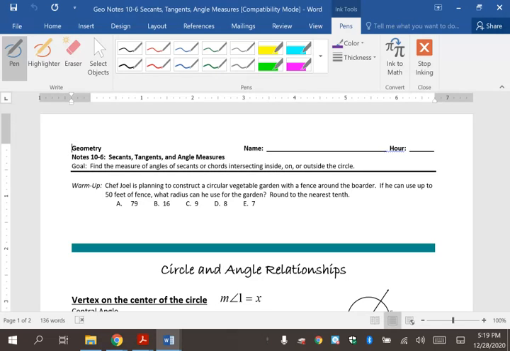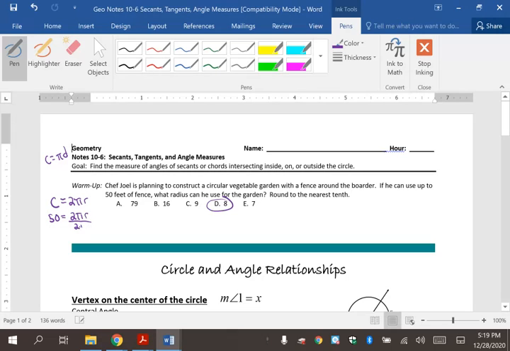Okay, the answer is D. Who got D? Excellent. If you did not, this is what you would do. Circumference is distance around a circle, so circumference equals 2 pi r. We also know that circumference equals pi times diameter, but in this case, we'll use the 2 pi r because we want to find the radius. 50 equals 2 pi r.